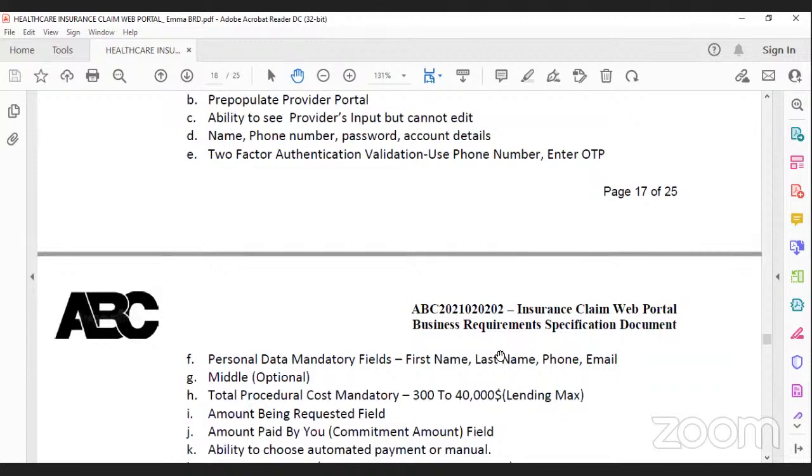And here the 2FA is such that you're given a validation sent to you on your phone number, and then a one-time password will be sent to you so that you can just enter it. So 2FA validation, here we are using your phone number, the number you provided to the provider. We send you a text, then you enter the OTP you are sent to be able to give you access.